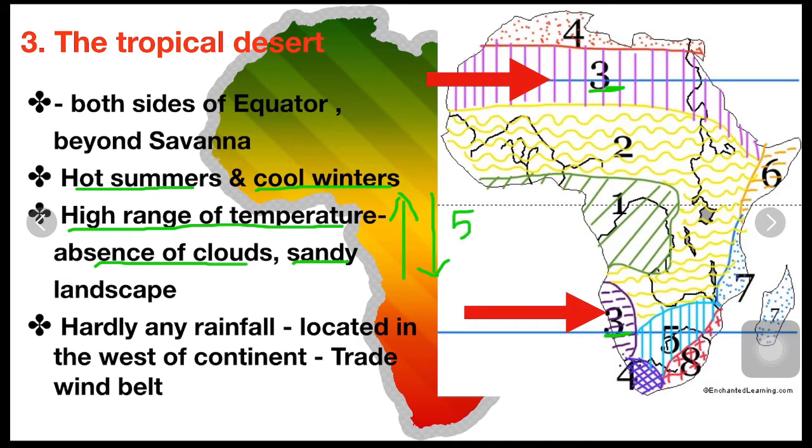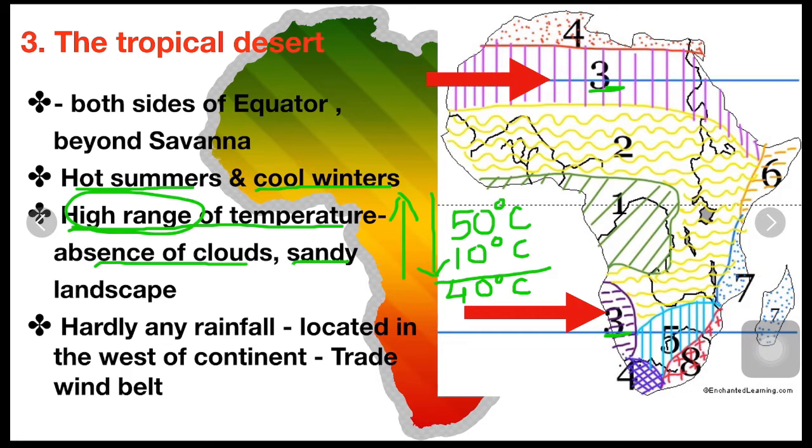Suppose during the day the temperature is 50 degrees Celsius, the heat is escaping back to space because of the absence of cloud and the sandy nature of soil. So the range of temperature, the difference between high and low temperature, is great, 40 degrees Celsius. So that is why it is known that the range of temperature in the tropical desert region is very, very high.